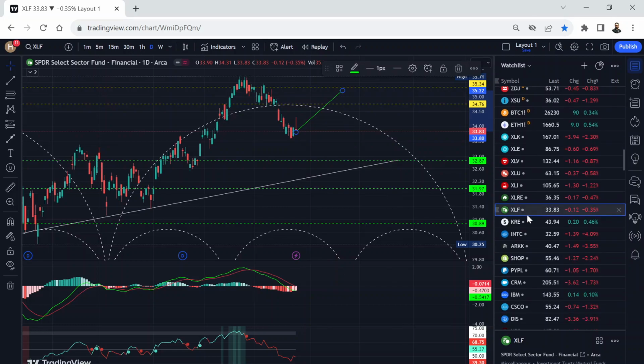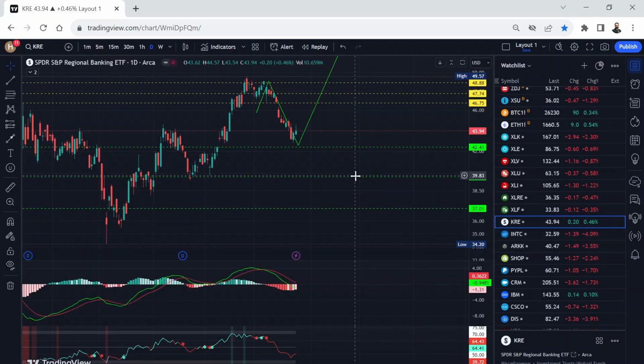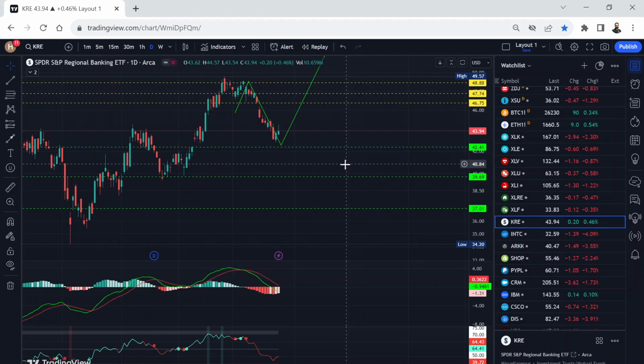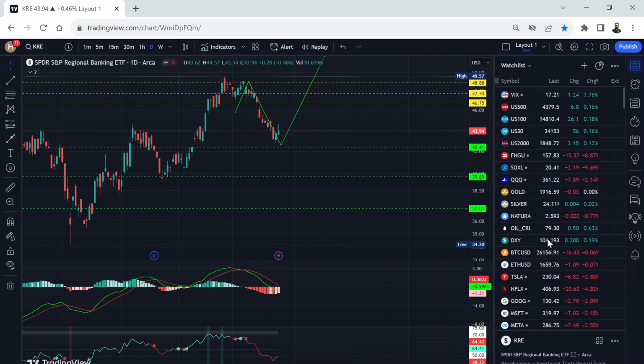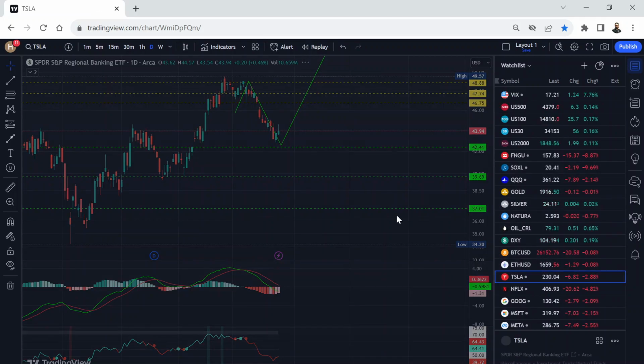We have to go and figure it out later on. KRE, regional bank ETF, surprisingly it's green, very surprising, but there's also a gap, so maybe it will come back tomorrow down to fill this gap before it goes higher. Let's look at big tech stock, Tesla.